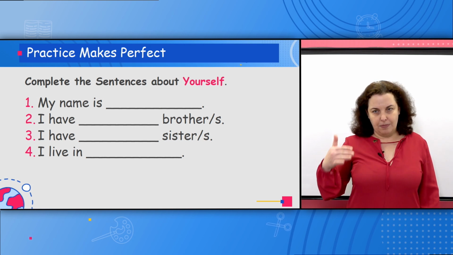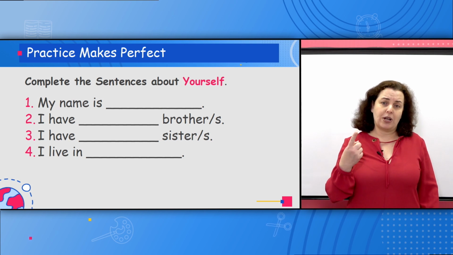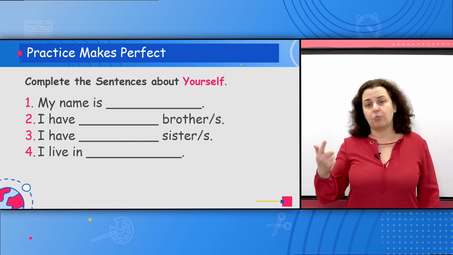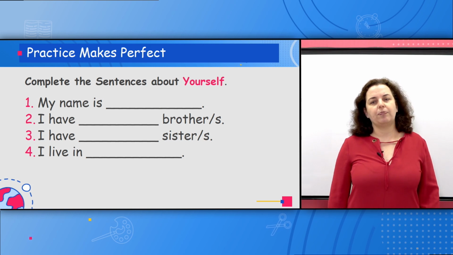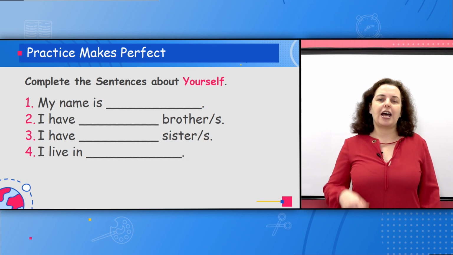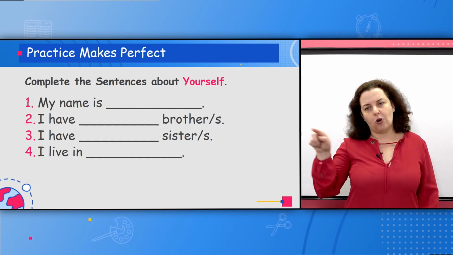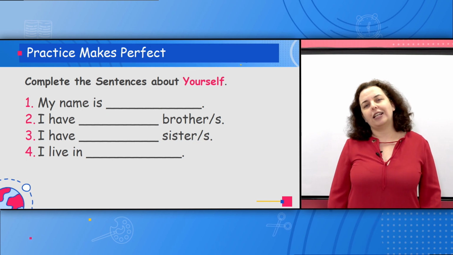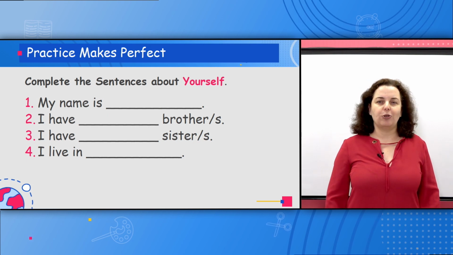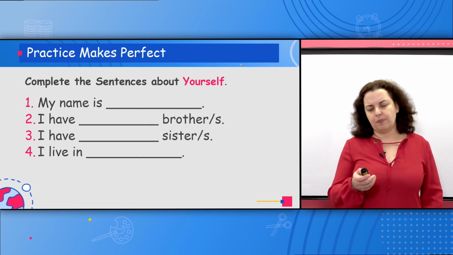Let's read them first. My name is, write what your name is. I have brother or brothers. For example, if you have one brother, you would write, I have one brother, and you would cross off the S. Number 3, I have, let's say I have 4 sisters. So I would say, I have 4 sisters, and I would circle the S. Number 4, I live in, wherever you live. Complete these in your notebook, and I'll be back very soon.